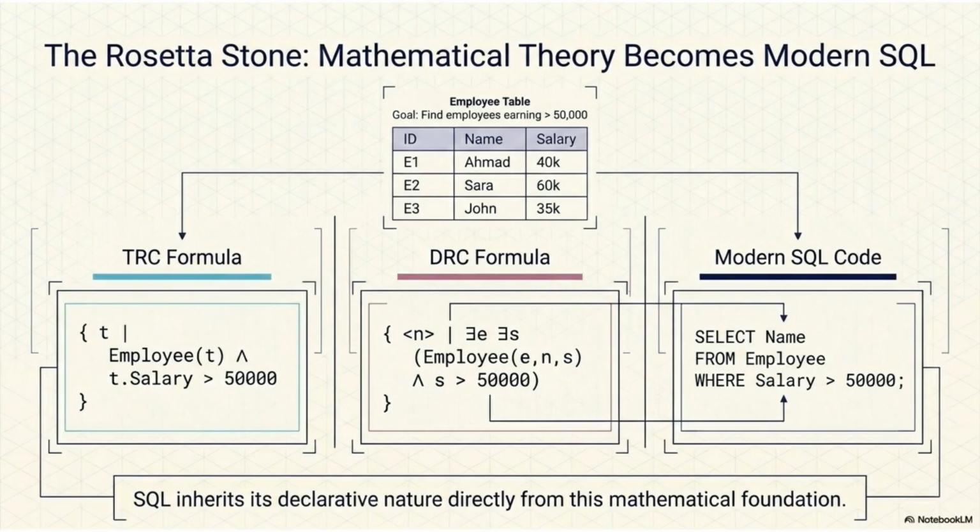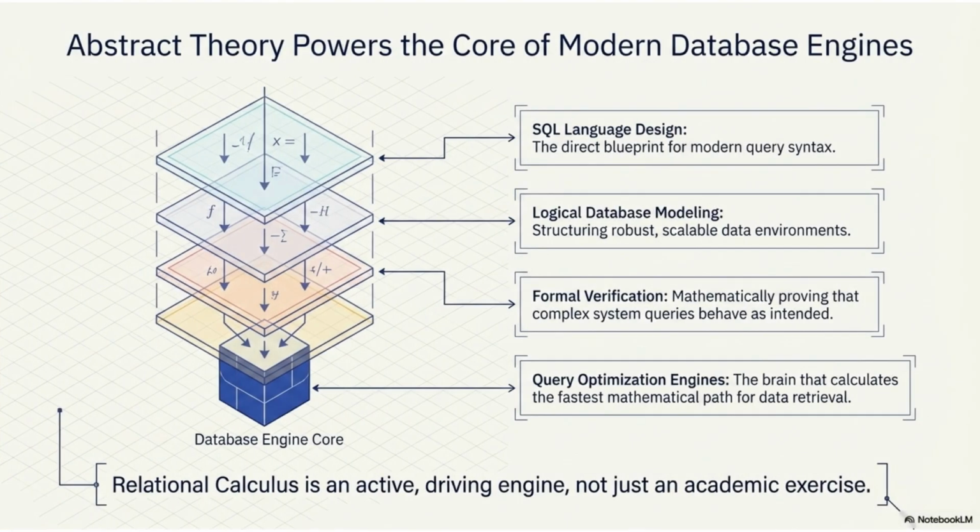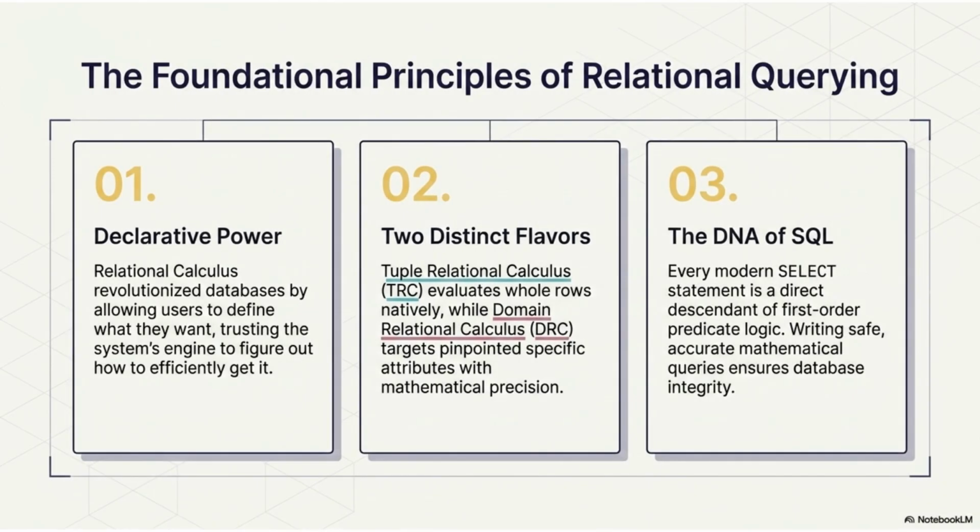This slide acts as a Rosetta Stone, showing how both TRC and DRC formulas translate directly into the modern SQL code we use today. Relational calculus powers core engine features like SQL design, modeling, verification, and the sophisticated query optimization engines used in modern systems. To summarize, relational calculus provides declarative power, offers two distinct logical flavors, and serves as the essential DNA of modern SQL.